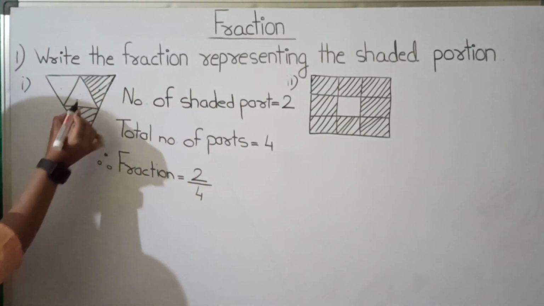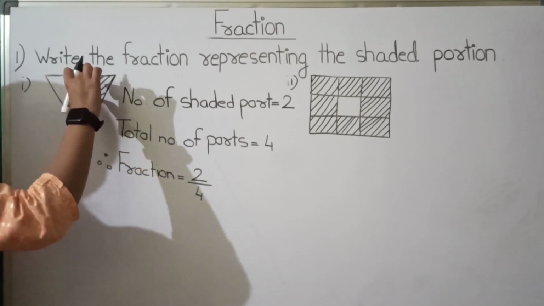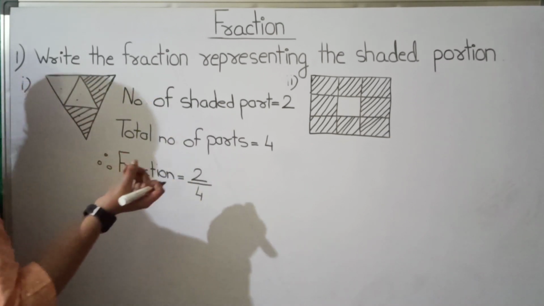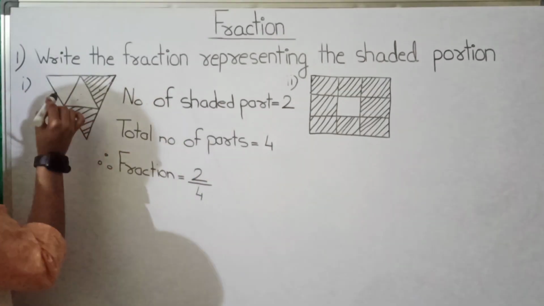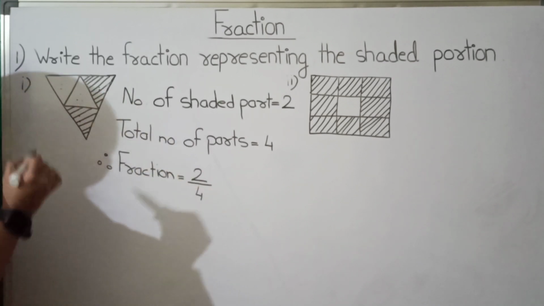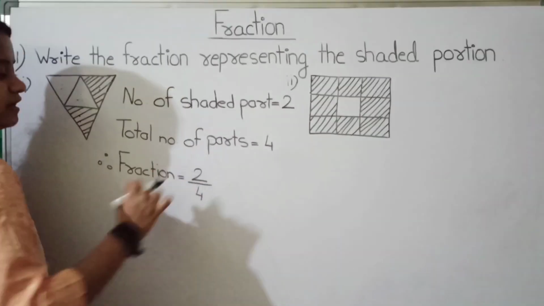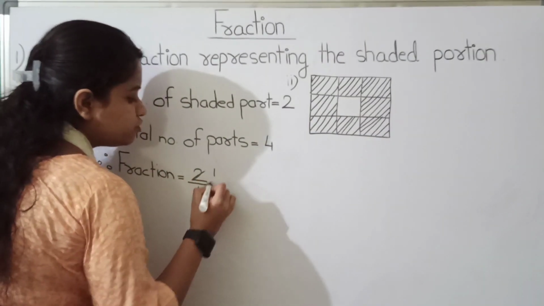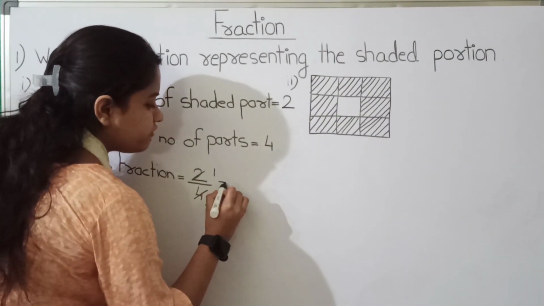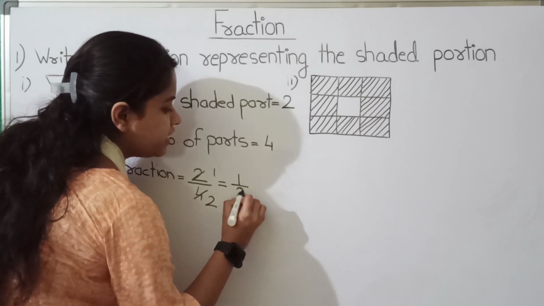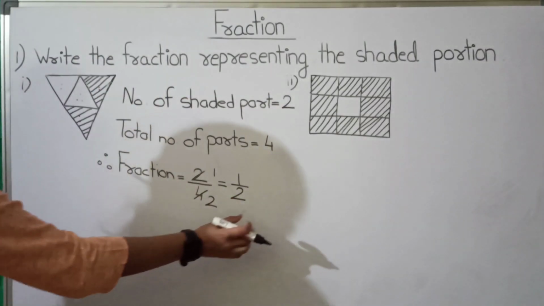Shaded part कितना है? 2 है. 2 triangles shaded हैं जो इसके parts हैं, और total number of parts are 4. 1, 2, 3 and 4. So fraction is 2 by 4. Now we can divide it. We can cancel it out as 2 1s are 2, 2 2s are 4. So fraction will be 1 divided by 2. So this is the fraction.